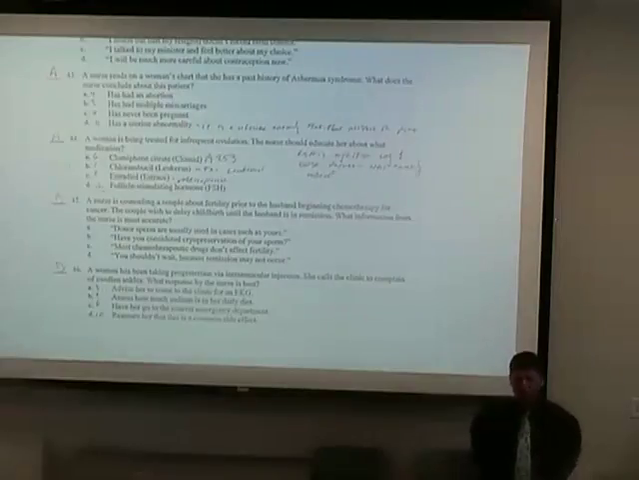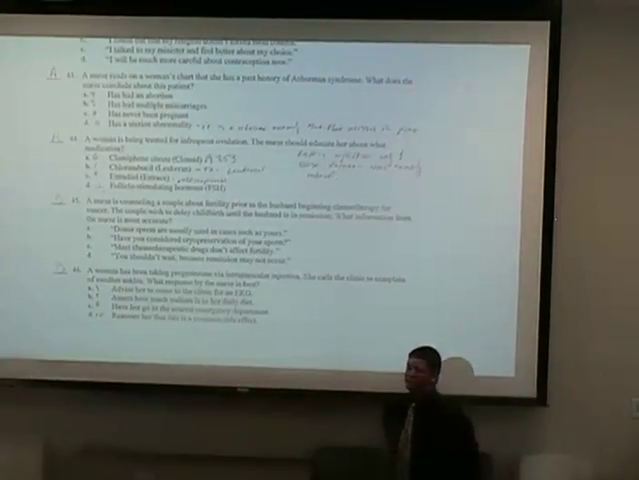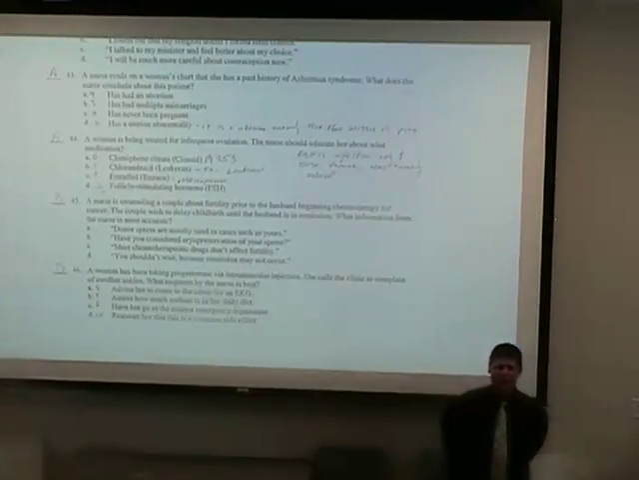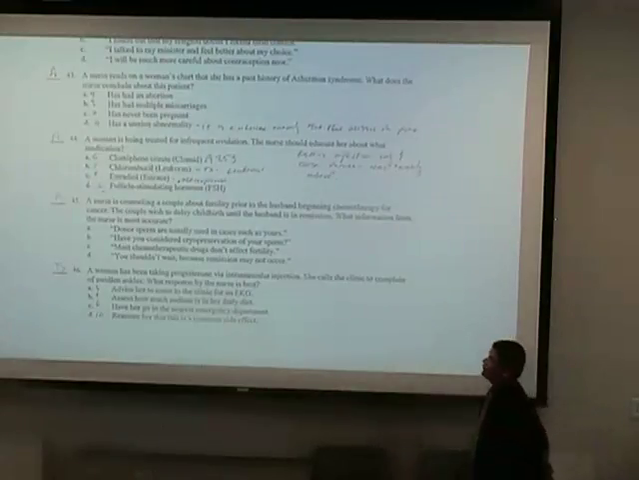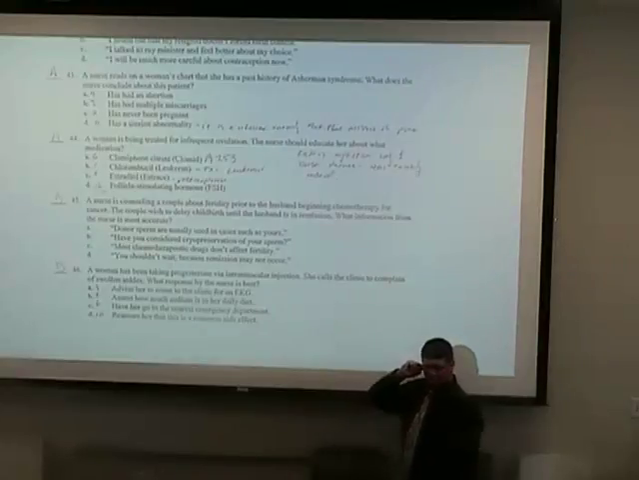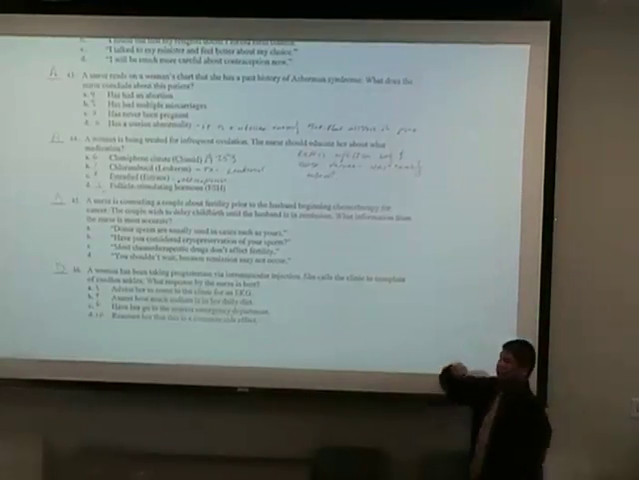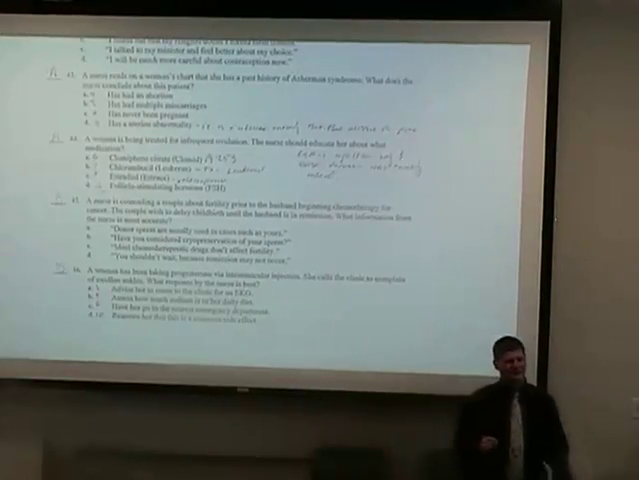Who knows what Leukeran is? That's the cancer. It's a leukemia drug. And Estrace? Menopause. So there's your two obviously not the right answers. How about follicle-stimulating hormone? Why is that not the right answer? Definitely follicle-stimulating hormone is what makes someone ovulate, right?